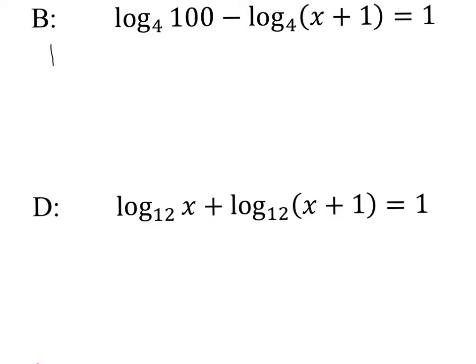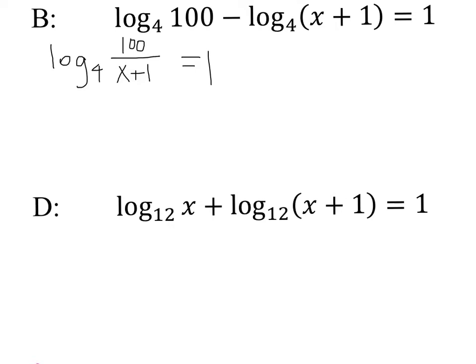So we have log base 4 of 100 over x plus 1, and that equals 1. Okay, so remember your subtracting rules. We have to divide the big pieces. Alright, so now we need to get things to cancel out so we can get rid of the logs and solve for x.